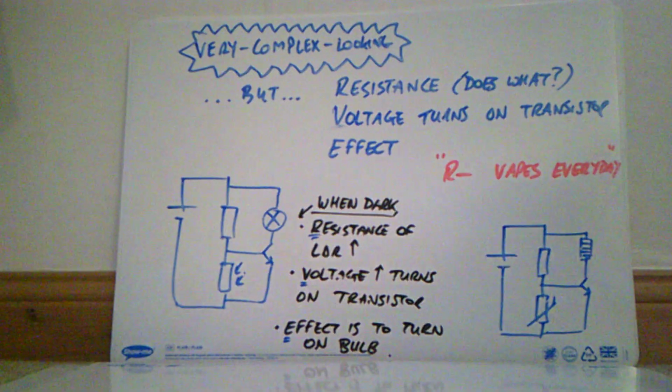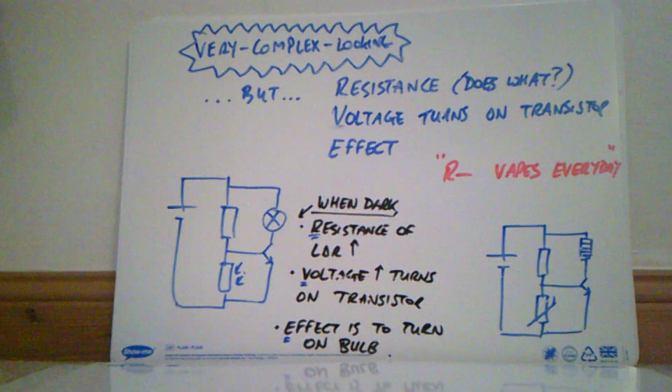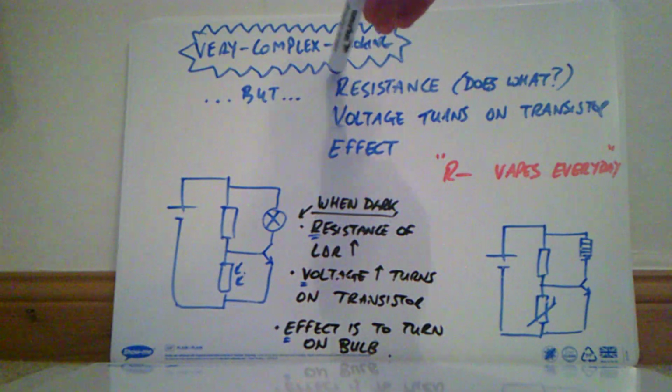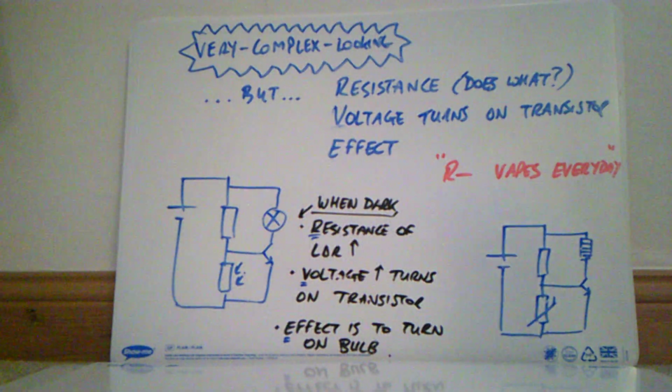These circuits look very, very complicated and very intimidating, but to explain them, just remember RVE. R stands for resistance. Talk about the resistance of the special resistor. What happens to the resistance of that special resistor? Essentially, the resistance goes up.